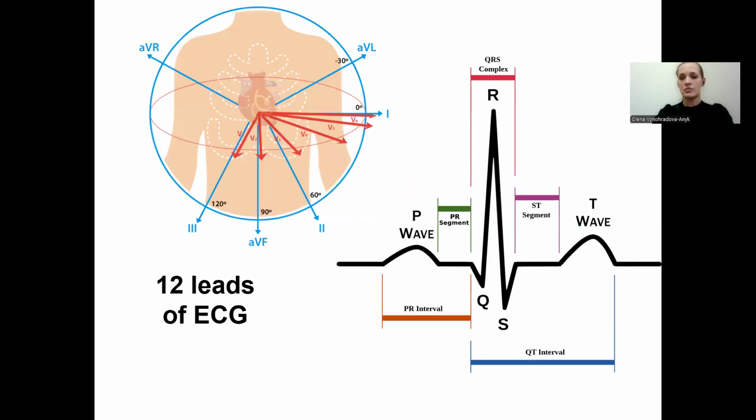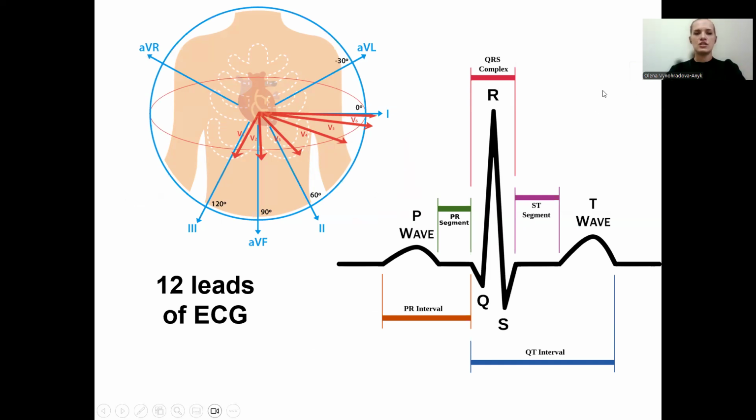When we are talking about ECG, the electrocardiogram, we say that ECG is a registration of electrical activity, what is going on inside of our heart. For registration of ECG, we have 12 leads. The 12 leads help us register electrical processes in the heart in different axes and different directions.